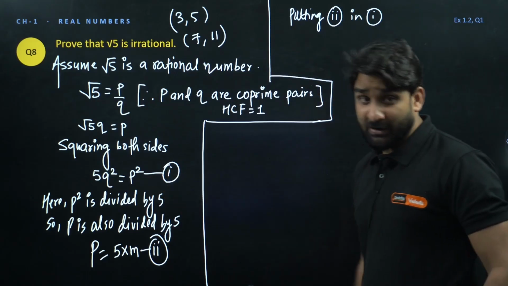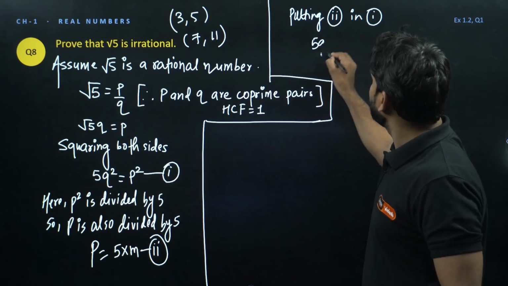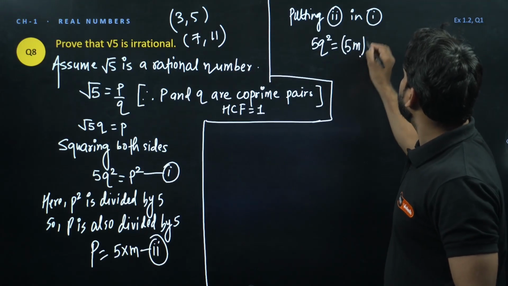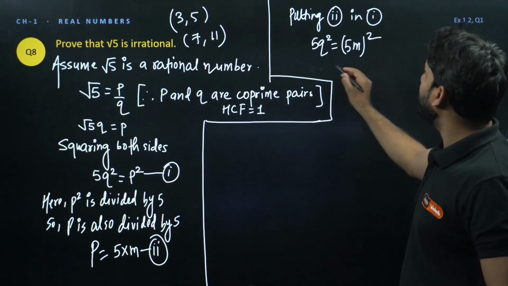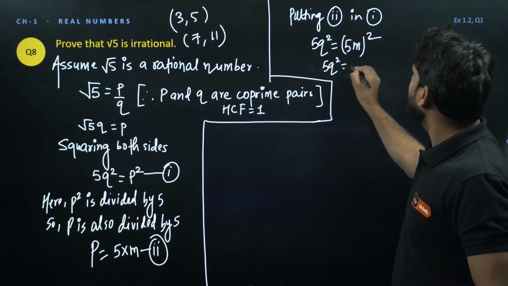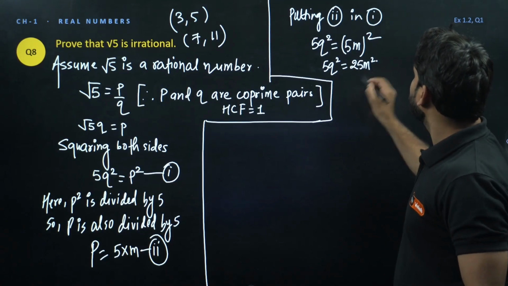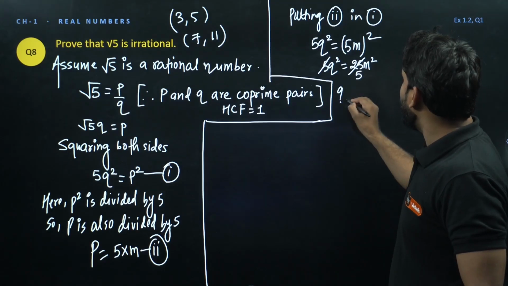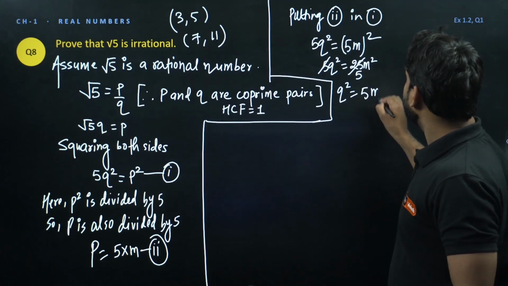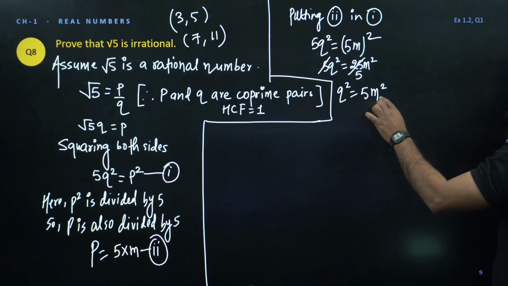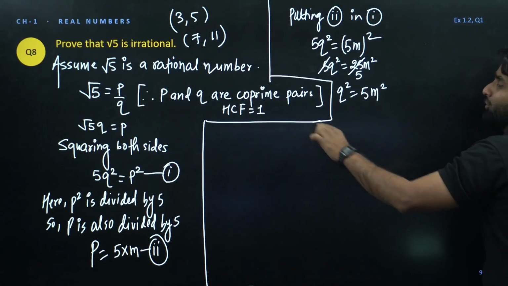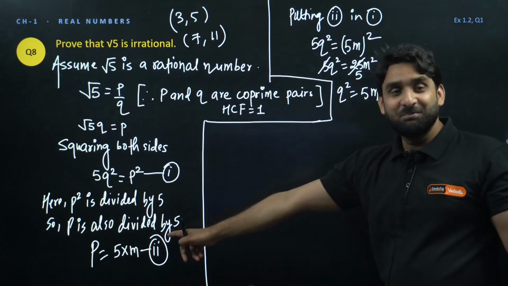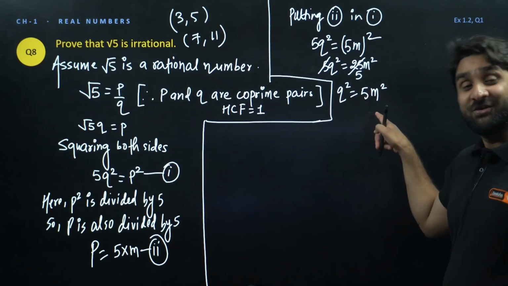But here P is in square form. So this is 5Q square, and at the place of P, 5M will come and that will go in square form. So this is 5Q square and this is 25M square. My dear champion, this 25 will be cancelled by 5. Now, can you see this equation? Now 5 is in multiplication with M. So if this 5 goes there, now Q square is divided by 5. Here P was divided by 5. Now here Q is divided by 5.